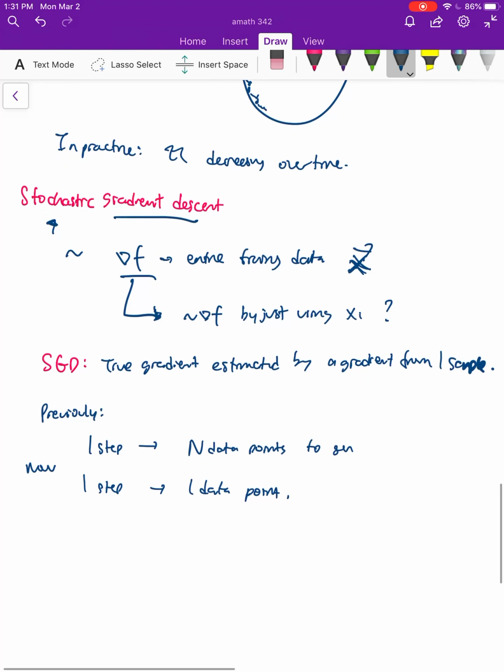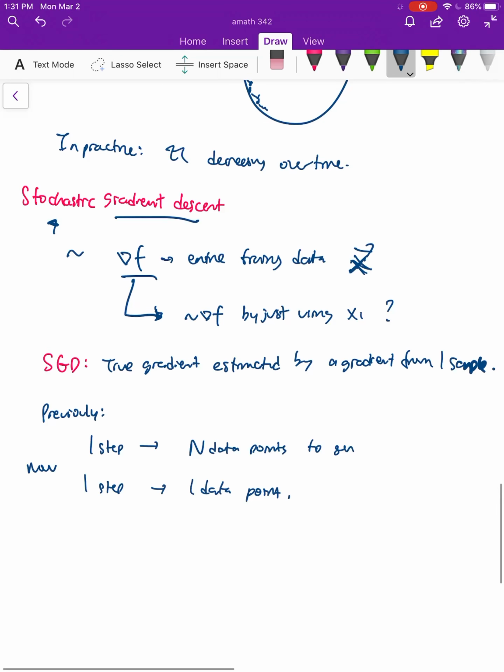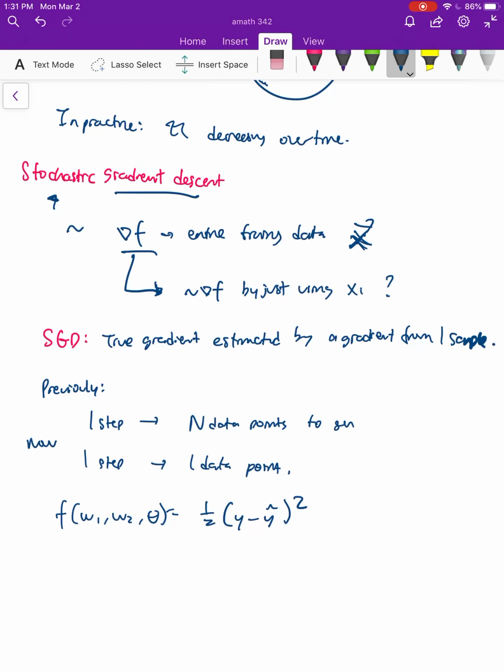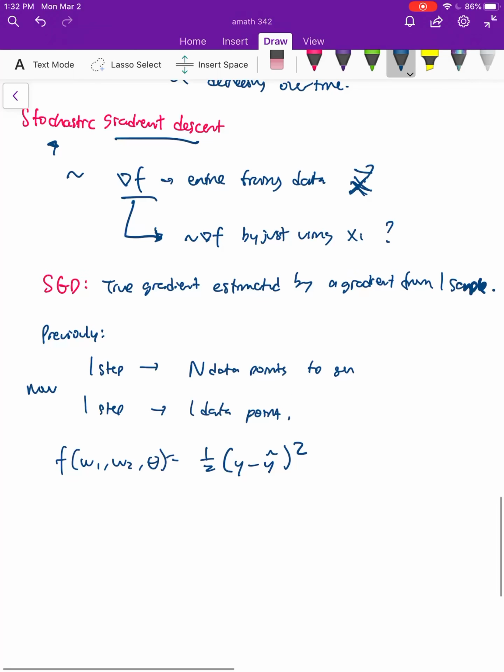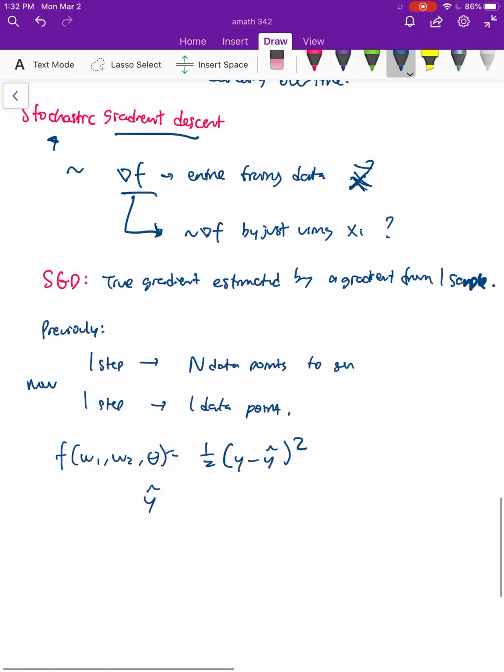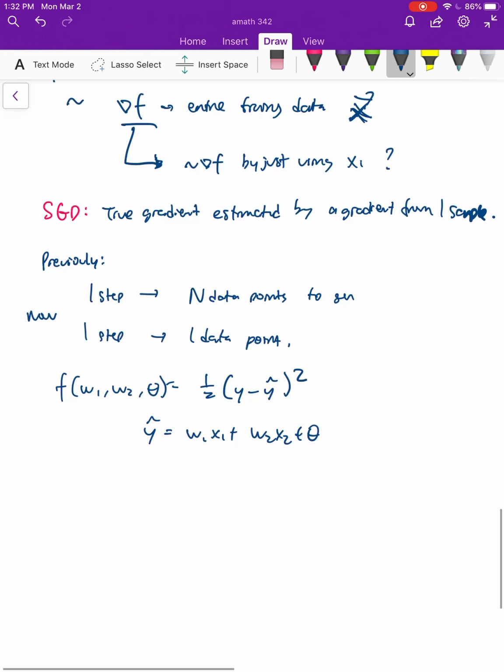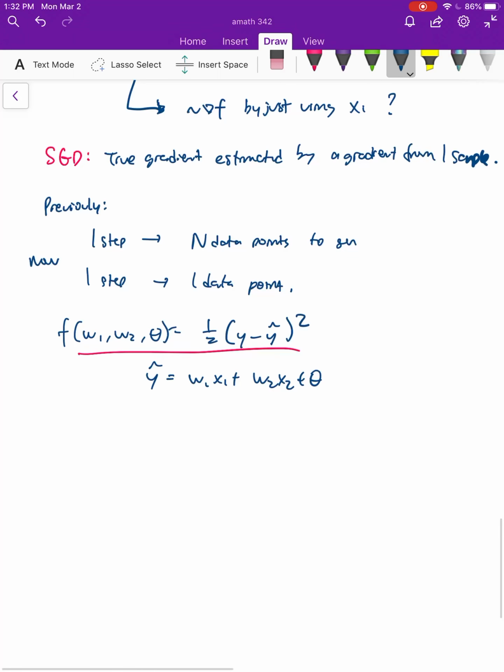Which means now we need an altered definition of the error function. We will now define the error function per one data point to be like so. We are no longer summing across all data points. We're just taking the error for a single data point, where y tilde is again w1 x1 plus w2 x2 plus theta. So if we are now considering just this one function defined per data point, what is our gradient?